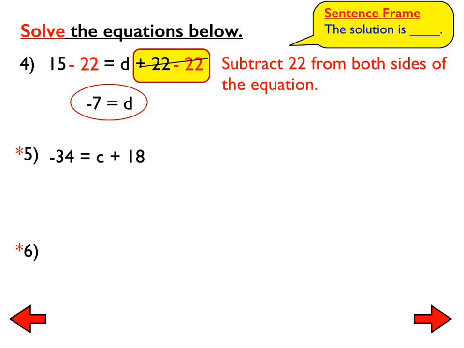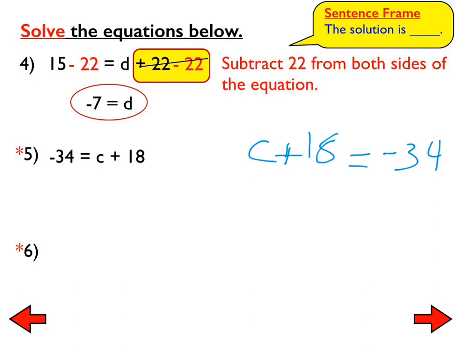Okay, let's take a look at both 5 and 6. Number 5, how many of you just left the equation like that? And how many of you rewrote the problem like we did in number 4? Okay, so I'll do it both ways. I'll do it by rewriting it and by just leaving it the way that it is, because it doesn't matter. If you do the right thing, you should get the same answer.